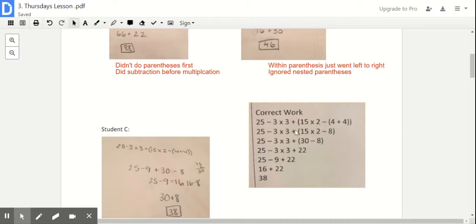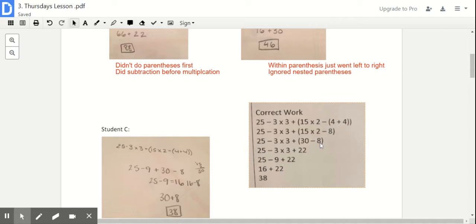And then I'm bringing everything down because I can't do those yet until I am done with all of the work in the parentheses. Then I'm solving 15 times 2 first instead of 2 minus 8 because I know that my order of operations is proving to me that I should be doing multiplication and division over subtraction and addition first. So I'm doing 15 times 2 first, equals 30 minus 8. Still bringing everything down, keeping my work organized.